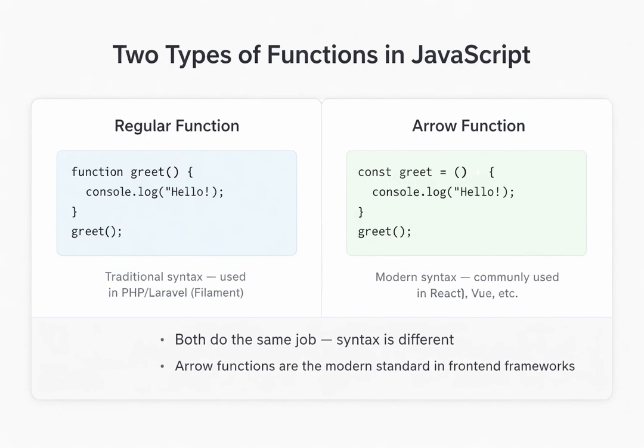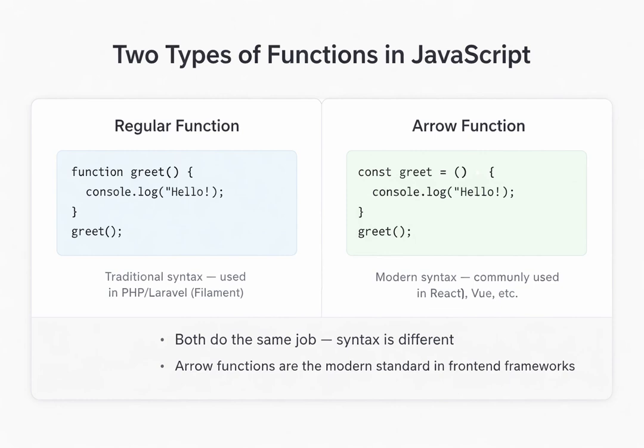Now, in JavaScript, there are two main types of functions you'll encounter. The first is the regular function. This is the traditional way of writing functions, using the function keyword. This is the syntax you'll see a lot in PHP-based environments like Laravel and Filament.